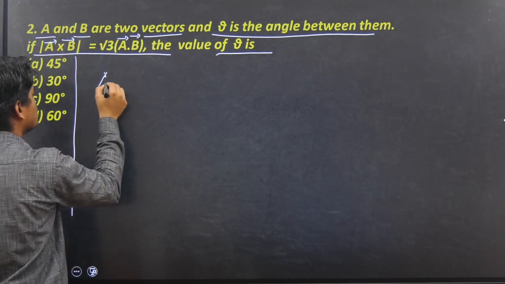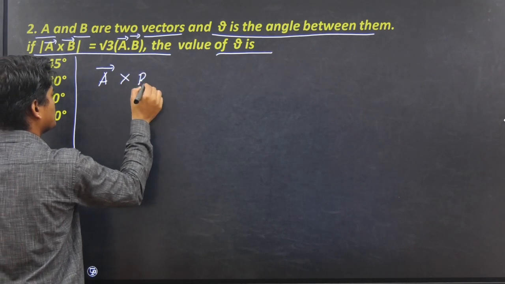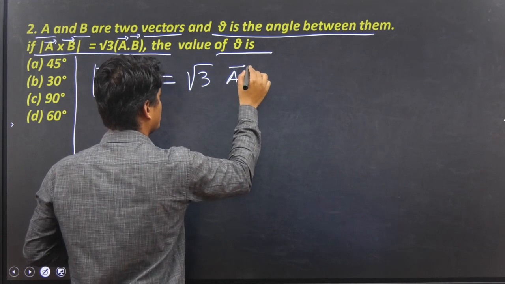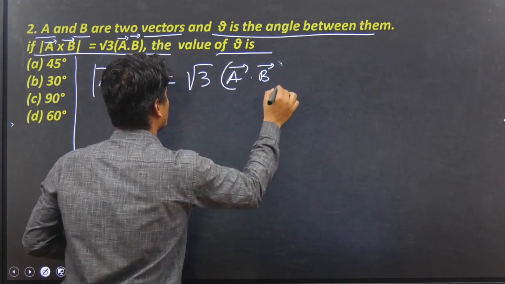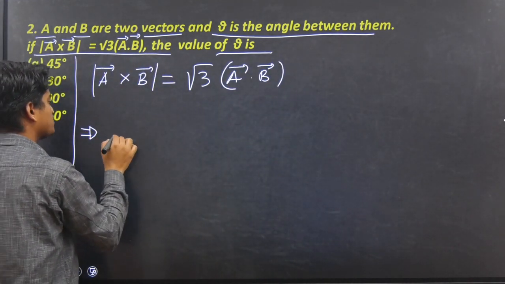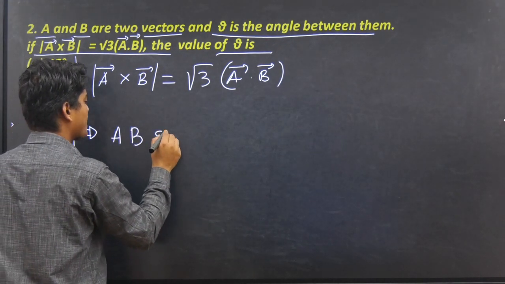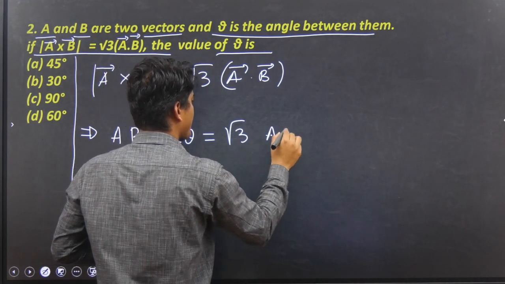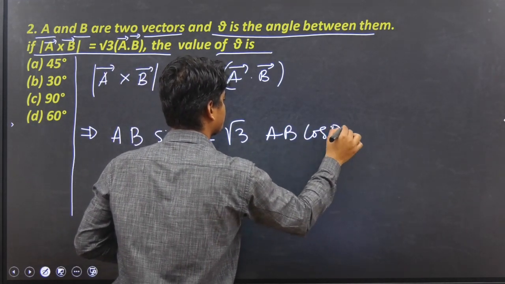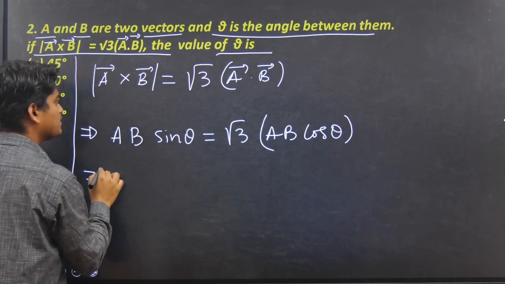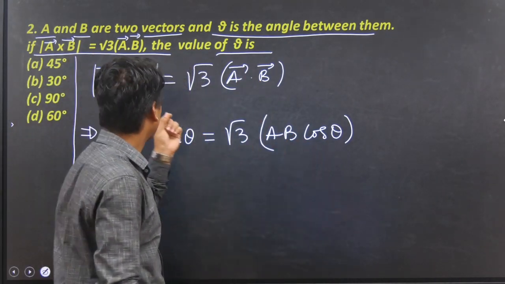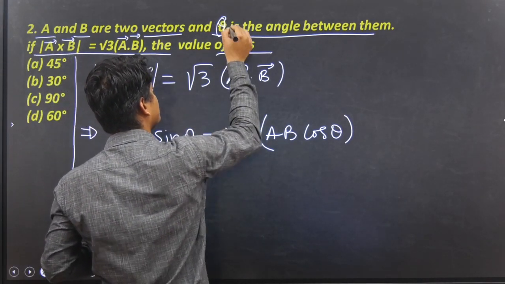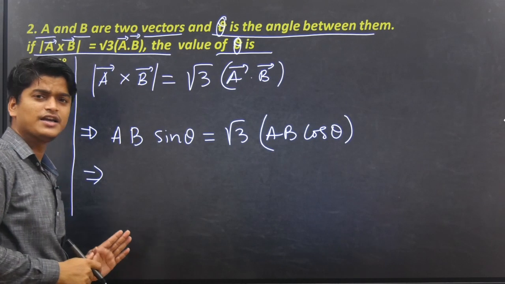The condition given is the magnitude of A vector cross B vector equals root 3 times A vector dot B vector. Now the magnitude of A cross B is AB sin theta, and this one is root 3 times AB cos theta. Remember, A dot B is AB cos theta and the magnitude of A cross B is AB sin theta. Theta is the angle between A vector and B vector.